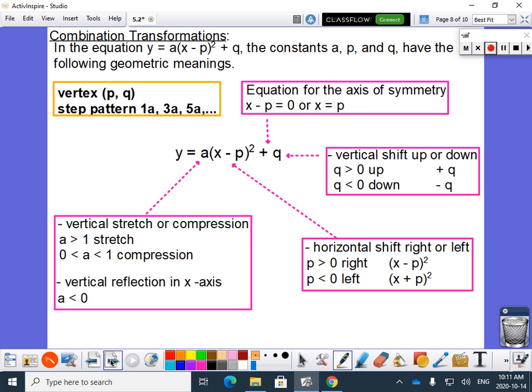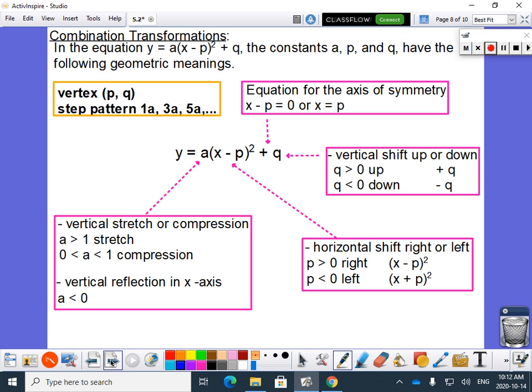What do I want you to put on this page? Equation for the axis of symmetry: x minus p equals 0, or x equals p. Let's just focus on this. x equals p. This is what we just saw in the last slide. p is really the x value of the vertex. So again, this is vertex form. Here's our p, here's our q. The q is what tells you the vertical shift. And this is everything that we've seen so far. If it's a positive, then it's going to shift up. If it's a negative, it's going to shift down.